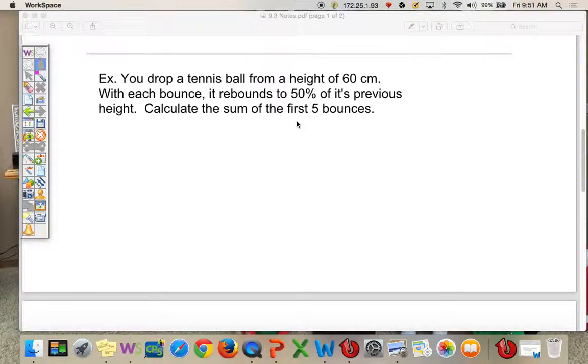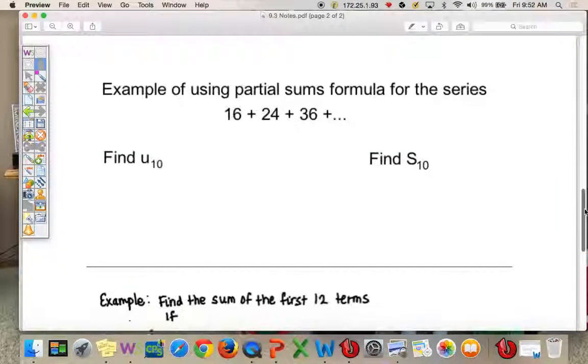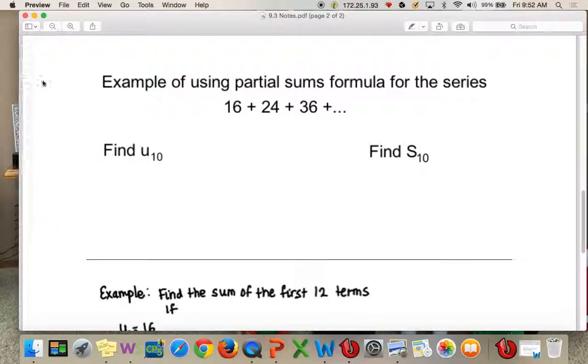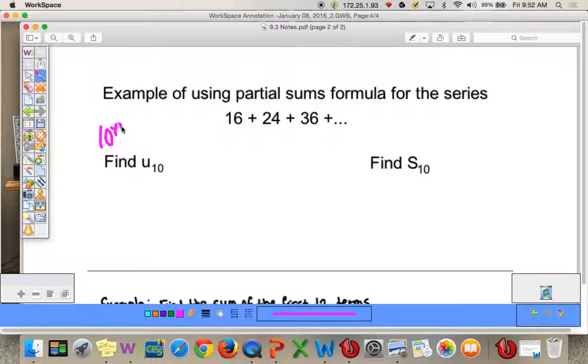Okay, let's do another example of just finding a term versus finding a sum. So u sub 10 means find the 10th term. So you could find the pattern and just keep hitting enter in your calculator. This is geometric. It looks like if we do 24 divided by 16, this ratio is 1.5. So this is multiplied by 1.5.